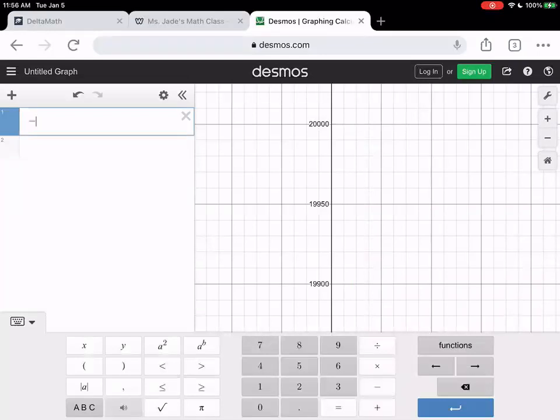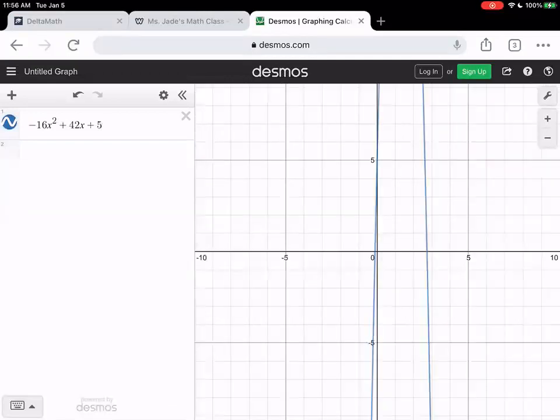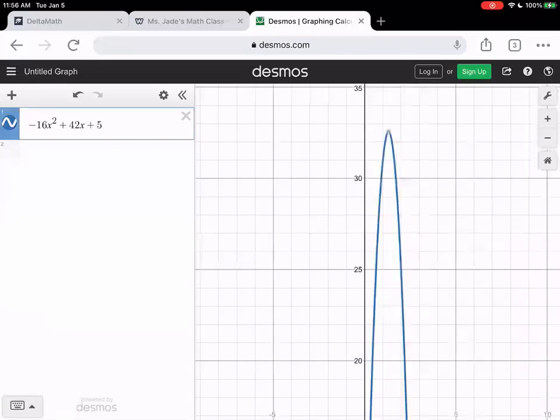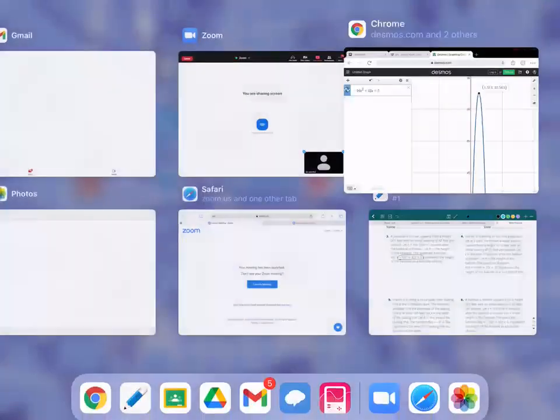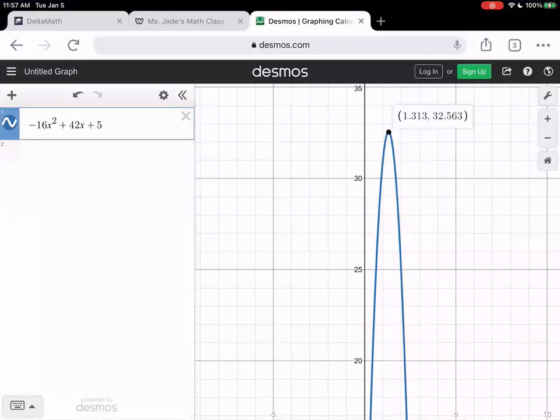So it was negative 16x squared plus 42x plus 5. Okay, and obviously I'm far too zoomed out, so let's see, can I reset it? Yeah. Okay, so if you just press that home button, it resets your graph to be centered at 0, 0. And we can see this. Scroll, scroll, scroll. Let's look for the top. There's our top. Click on it, and it says 1.313, comma, 32.563. Okay, so I'm going to go write that down. 1.313, 32.563. Did I write that right? Yeah, 32.563. Okay.